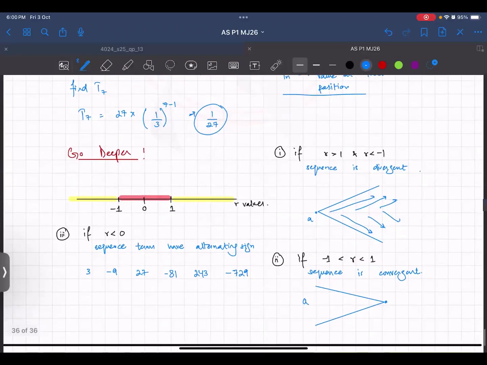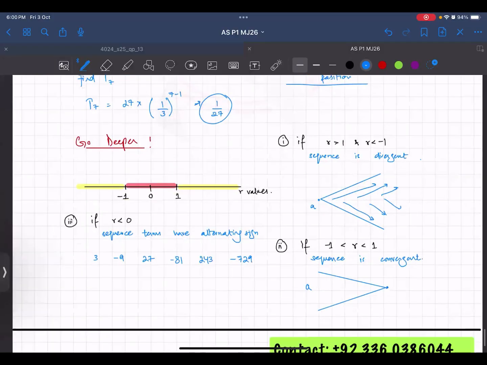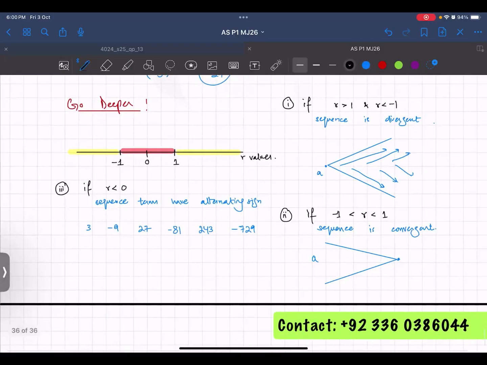Why? Because you are multiplying by a negative number. So negative times negative becomes positive. Then positive times negative becomes negative. Then again negative times negative becomes positive. These are the simple effects of the values of R on the sequence.